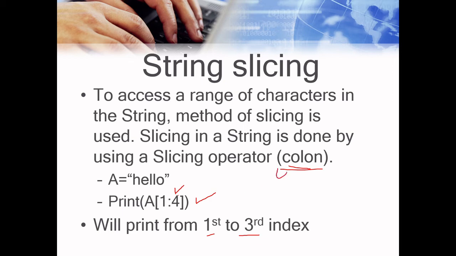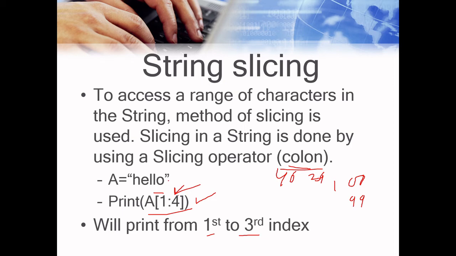If you write here, suppose, 40, it will go up to 39. If you write here 100, it will go up to 99. This is the concept. The first index is included and the last index is excluded. So if you have something like this, it will print from the first index to the third index.